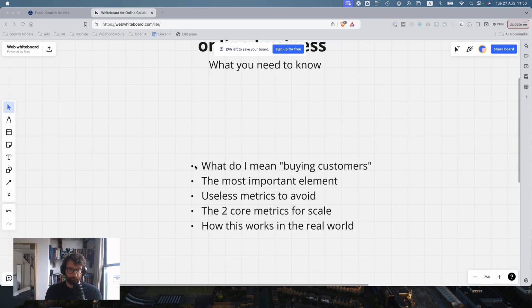What we're going to cover. What do I mean by buying customers and how does that actually work? The most important element that you need to consider when you're doing this, a lot of people don't talk about it. It's massively overlooked, but it is the core of success, in my opinion. Useless metrics to avoid. A lot of people love to talk about them. They're useless. The core metrics for scale and how this works in the real world, which I'll run through with real world examples.